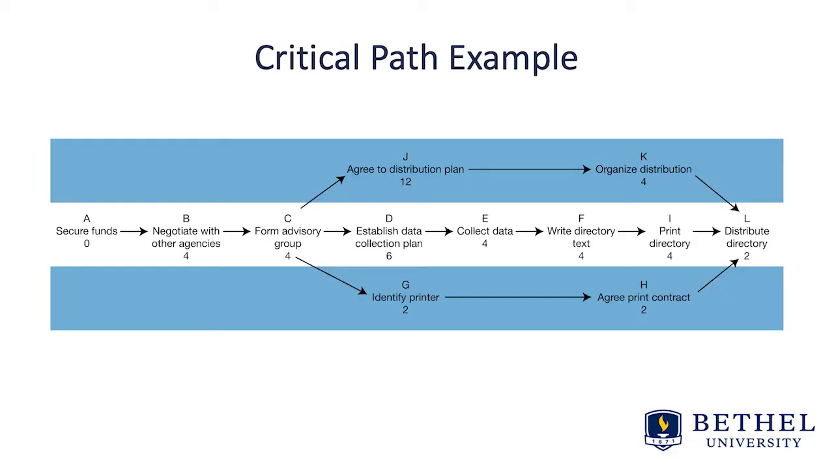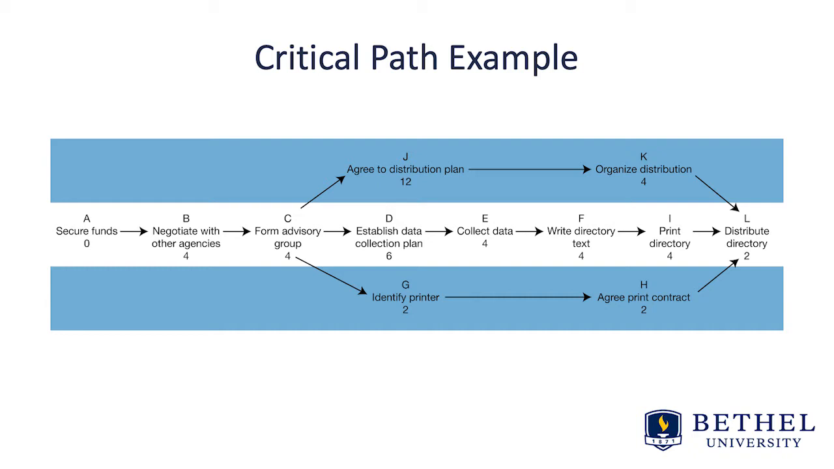Here's an example of the critical path. As you see here, we go from Task A, secure funds. B, negotiate with other agencies. C, form an advisory group. Now, once we get to C, we have 3 different paths we could take. We can agree to a distribution plan, we can establish a data collection plan, or identify a printer.